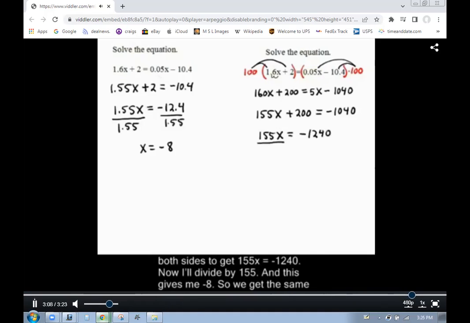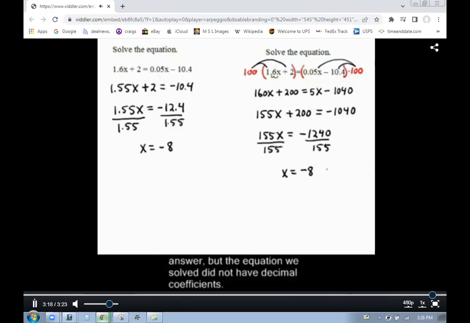Now I'll divide by 155, and this gives me negative 8. We get the same answer, but the equation is solved without decimal coefficients.